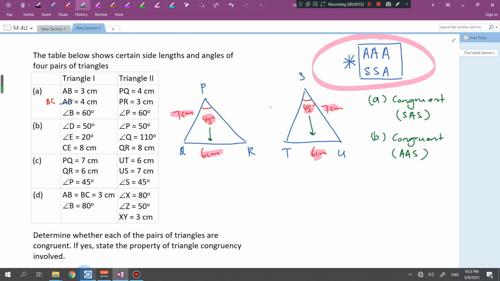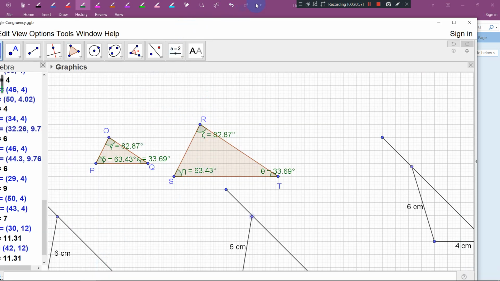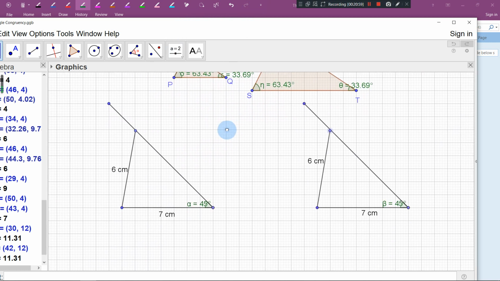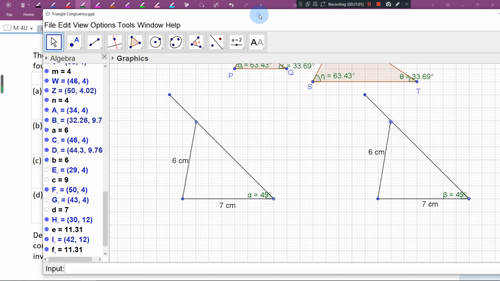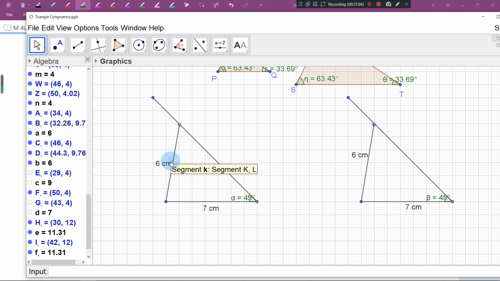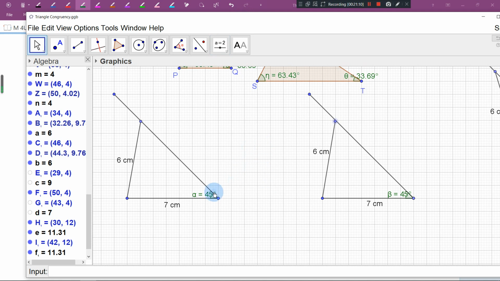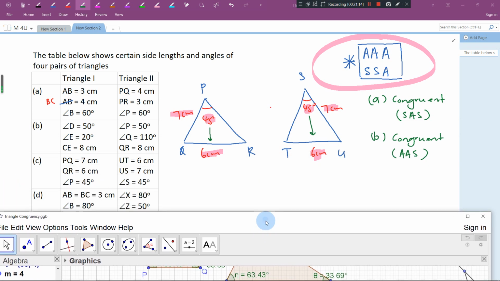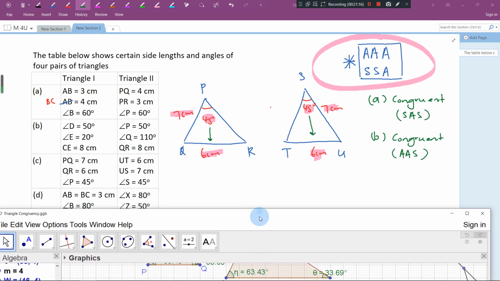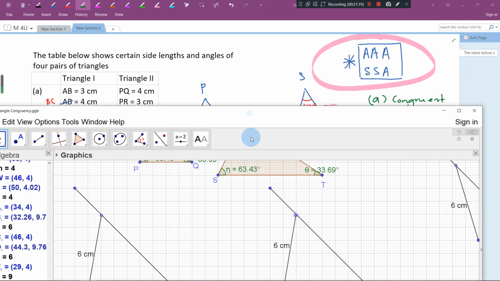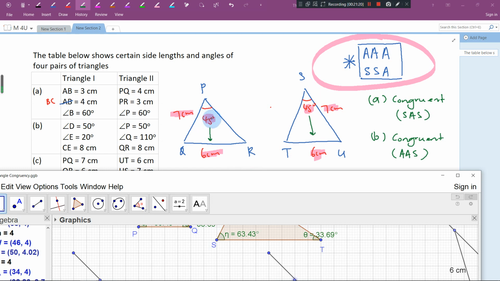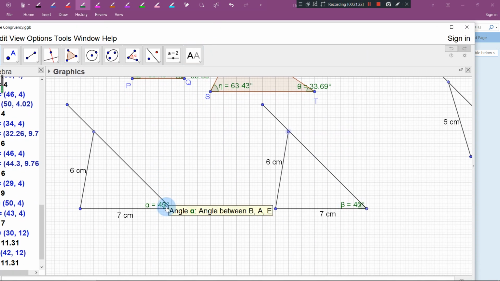You look at this diagram. I drew this one for you just now. Now we have 6 centimeters and 7 centimeters, 6 centimeters, 7 centimeters, right? And 45 degrees. Side, side, angle. But for this diagram, I put the angle over here. It's the same concept.